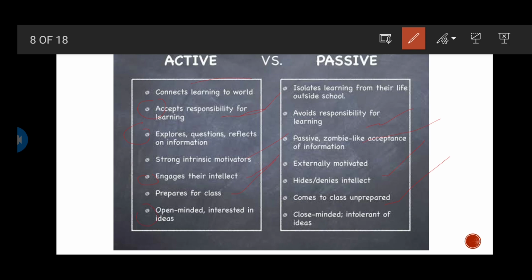Active listeners are open-minded and interested in the ideas, whereas open-minded means they are ready to accept anything. Whereas passive listeners are close-minded and intolerant of ideas. They won't even accept the ideas of the speaker who is going to deliver them. These are the major differences between active and passive listening.